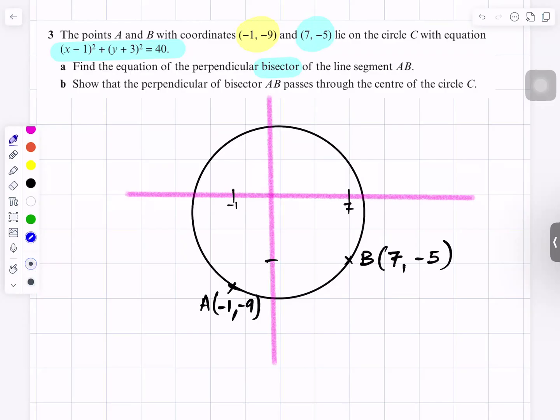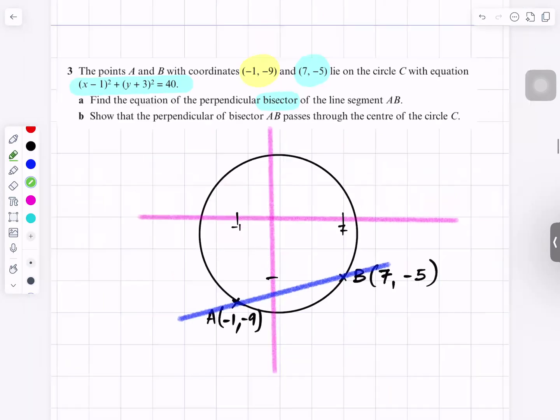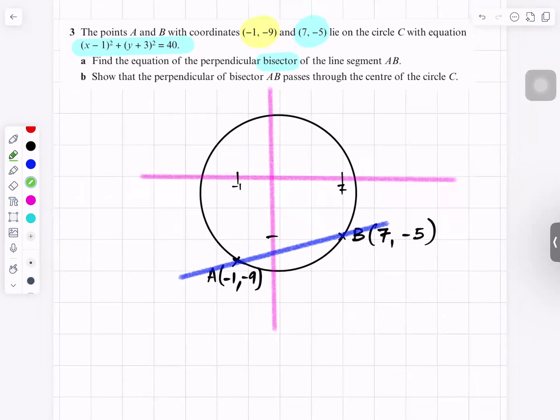So we want to draw the line AB. I will use blue color for line AB. We want to find the equation of the perpendicular bisector. What does bisector mean? Bisector means you divide the line into two equal parts. So if I want to bisect it, I'll put it in the middle there. Does that make sense?